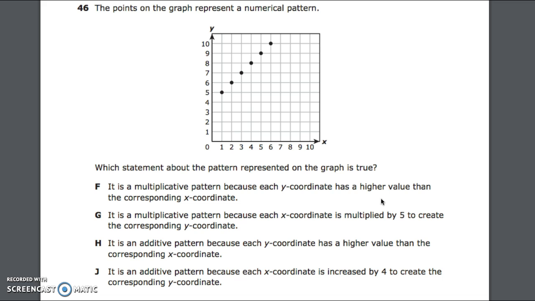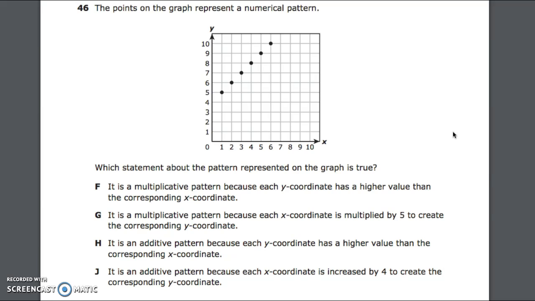Number 46. The points on the graph represent a numerical pattern. Which statement about the pattern represented on the graph is true? F. It is a multiplicative pattern because each y-coordinate has a higher value than the corresponding x-coordinate. G. It is a multiplicative pattern because each x-coordinate is multiplied by 5 to create the corresponding y-coordinate.